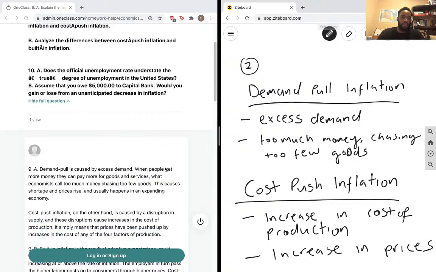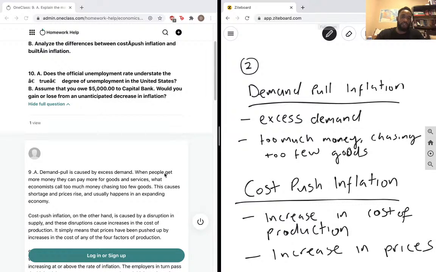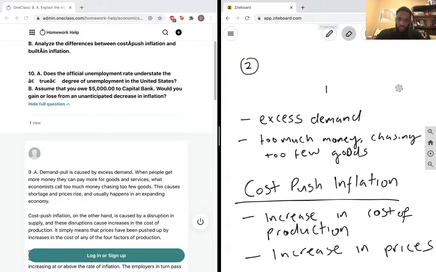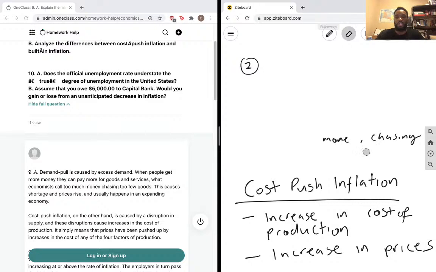Let's look at the second part now. Analyze the differences between cost push inflation and built-in inflation. So we know what cost push inflation is already. We know that it's inflation that's caused by an increase in cost of production. When there's an increase in cost of production, then prices need to rise to meet those increases in cost of production.